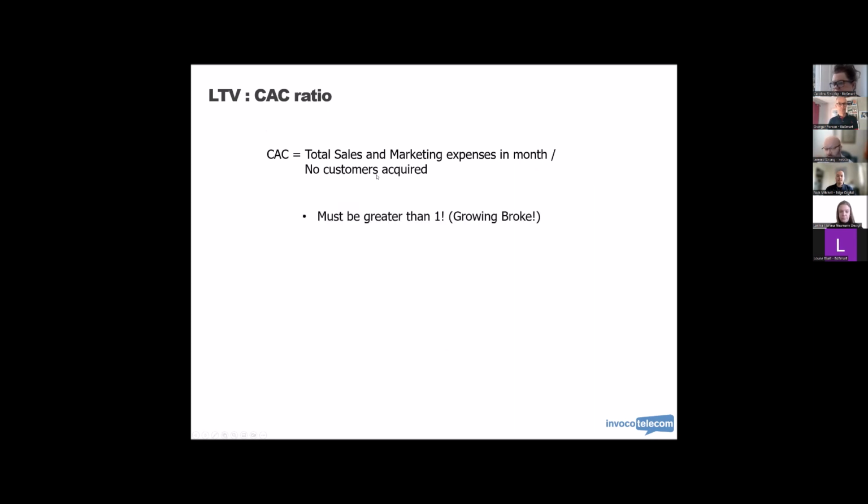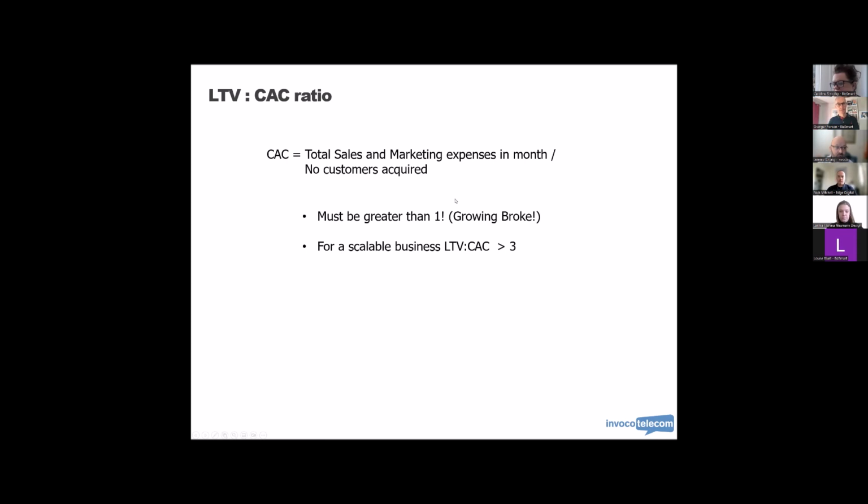And lifetime value to CAC ratio, as Kevin mentioned earlier on, the customer acquisition cost is a really important piece of the jigsaw for us. Two things for us to note about LTV to CAC ratio is, firstly, it should always be greater than 1, because if the cost to acquire a customer exceeds the amount of revenue you're going to earn from that customer over time, then you're growing broke. So you're getting new customers, but you're going broke at the same time. So that's something that needs to be avoided. And secondly, as Kevin pointed out, the LTV to CAC ratio should be in excess of 3 in order to have a sustainable and scalable business.